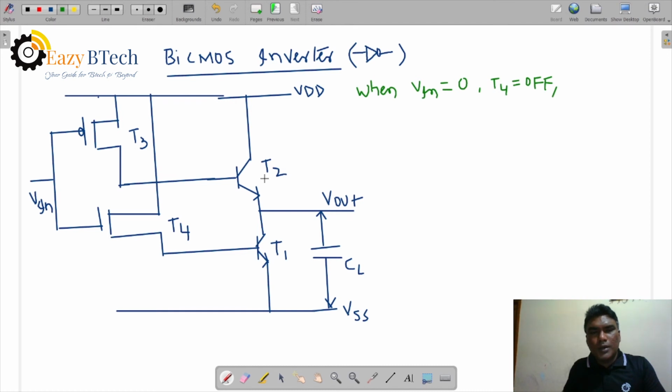T4 is off, so the base voltage will be 0. T1 is also off, so Vin is equal to 0. What happens? T3 is on. Now the current through this drain and source goes to the base of this one, T2. Then T2 is on. Now the load capacitance takes the supply voltage VDD through this collector and emitter, and the capacitor will be charged.